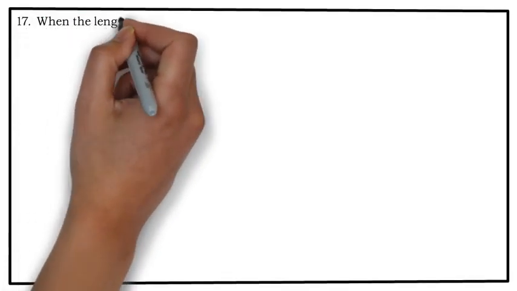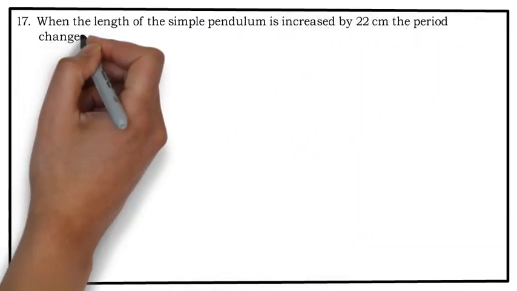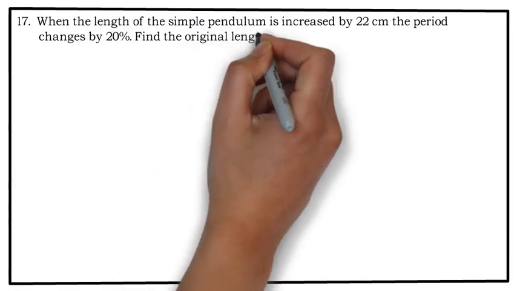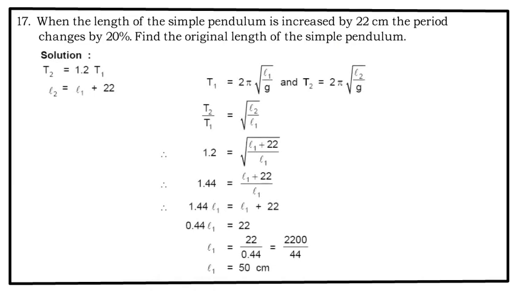Problem number 17. When the length of the simple pendulum is increased by 22 centimeter, the period changes by 20%. Find the original length of the simple pendulum. T2 is equal to 1.2 times T1. L2 is equal to L1 plus 22 centimeter. So T1 is equal to 2 pi square root of L1 by g, T2 is equal to 2 pi square root of L2 by g. So I get T2 by T1 is equal to square root of L2 by L1. L2 would be equal to L1 plus 22. I solve this equation and I get L1 is equal to 50 centimeter.